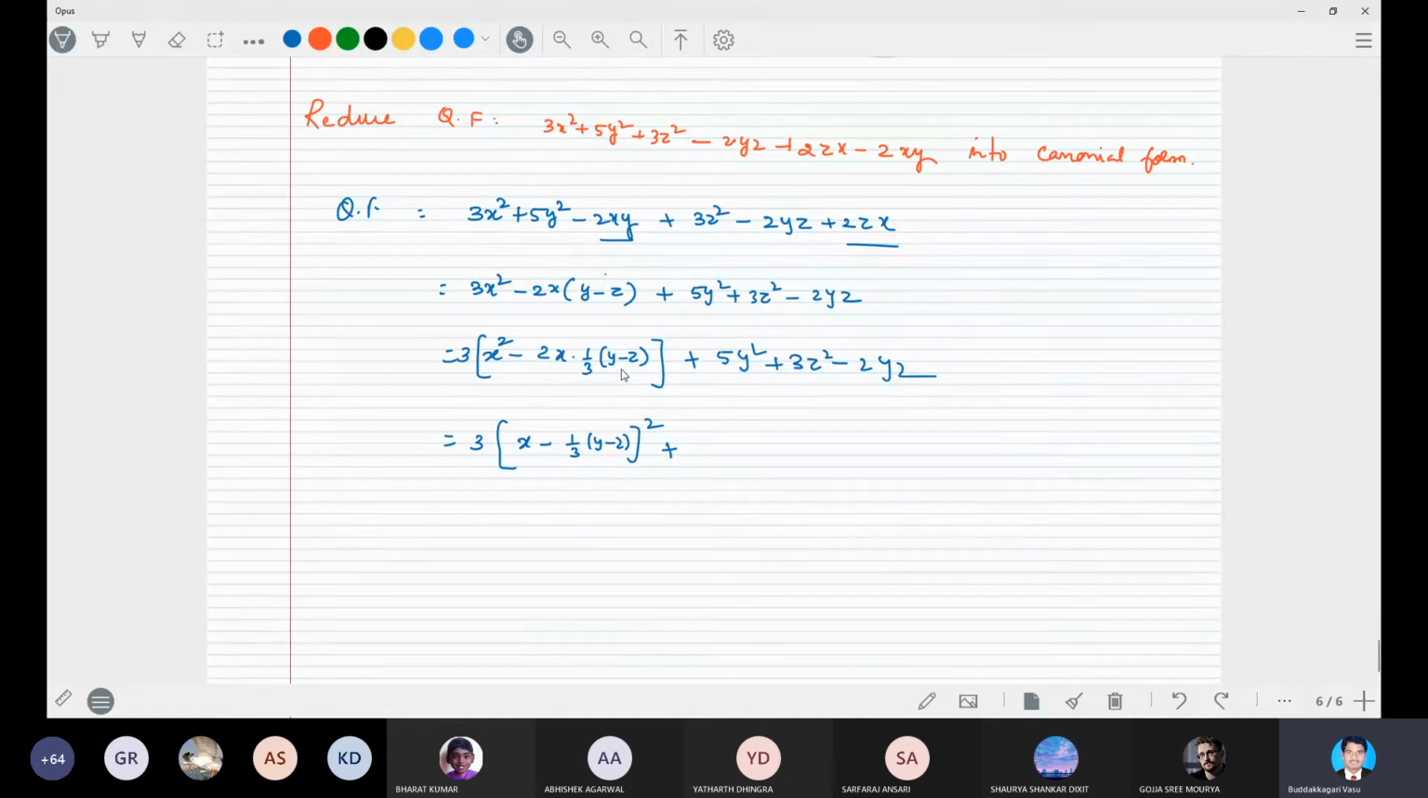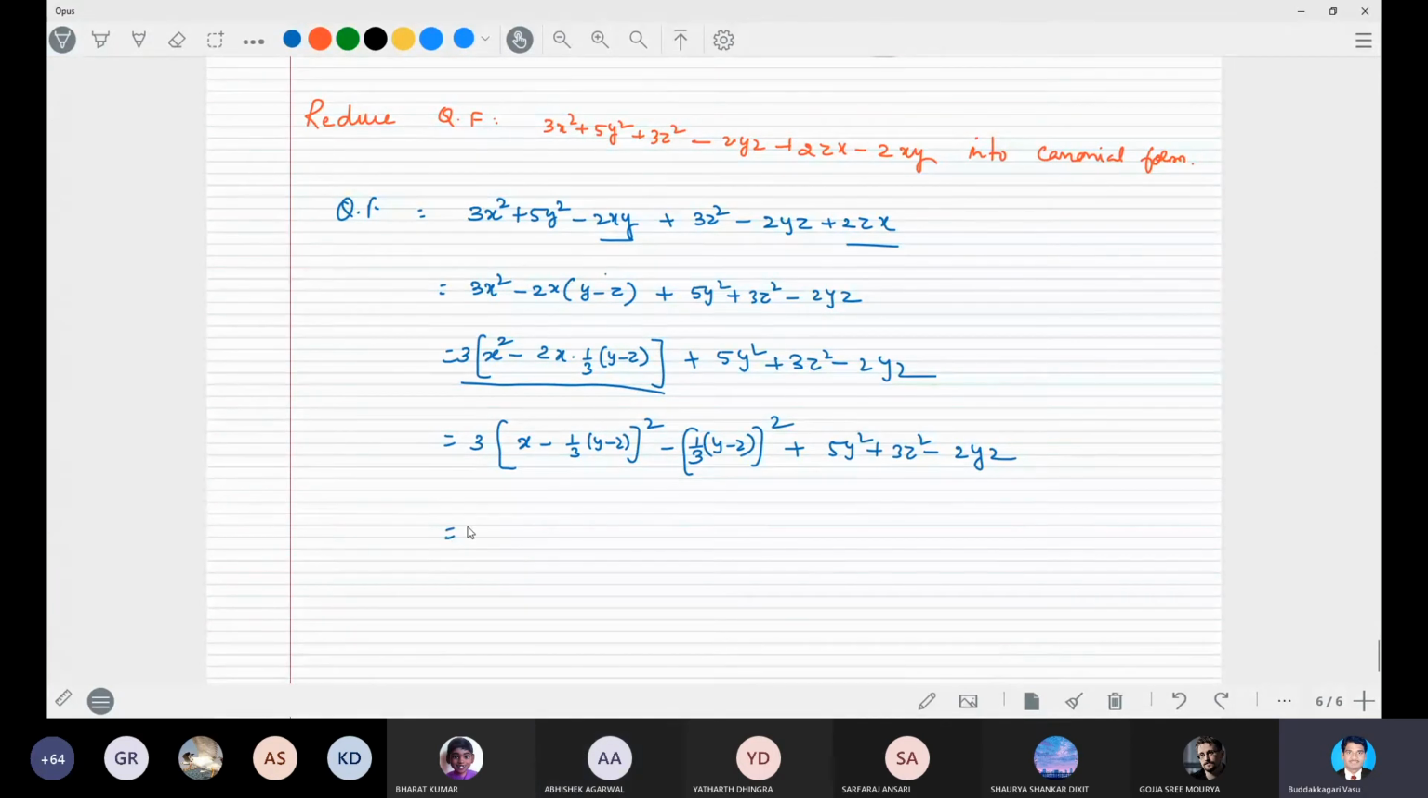There will be an additional term, added, and the same amount has to be subtracted, right? Minus 1 by 3 into y minus z whole square, right? Plus 5y square plus 3z square minus 2yz. Okay, this part we have written as a minus b whole square, and there is an additional term, plus 1 by 3 into y minus z whole square, that we have subtracted. Right?